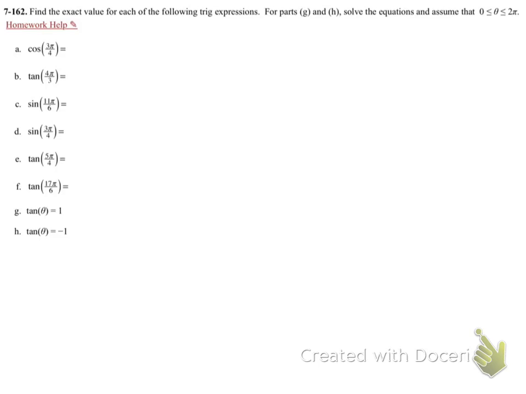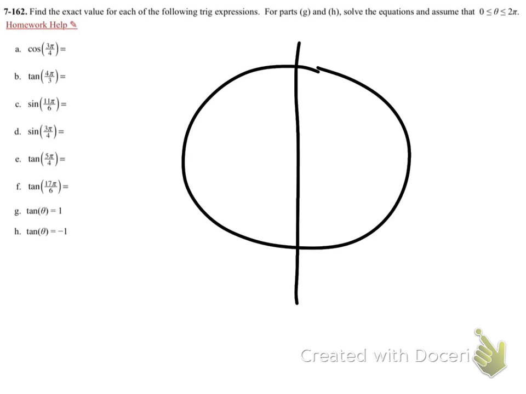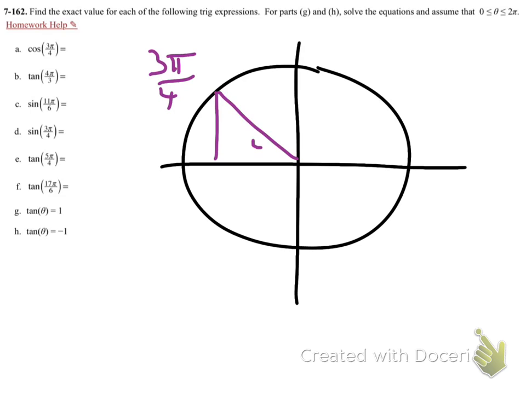The next one, problem D. We've already located 3 pi over 4 in problem A. So if you need to look back at how I got that one, there's my 3 pi over 4. It was a 45/45/90. But now I want the sine value. The sine value will be that side length. So for this one, it is now going to be a positive square root of 2 over 2. Problem E goes back to tangent.